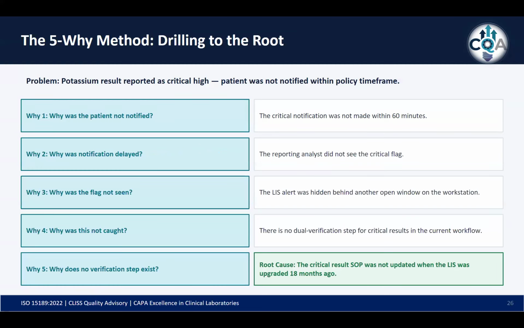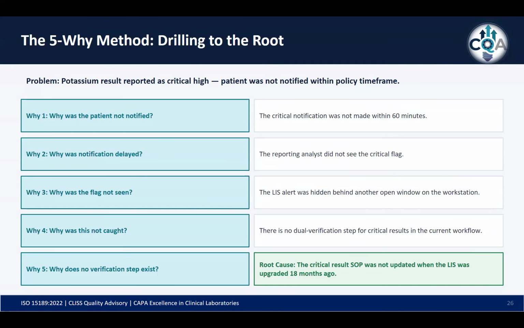So the different tools, the first one, I think it's one of the most common ones that people use, is the 5 whys method. And here we have an example of a problem that occurred in the lab with a potassium result that was reported as critical high, but the patient was not notified within the policy time frame.